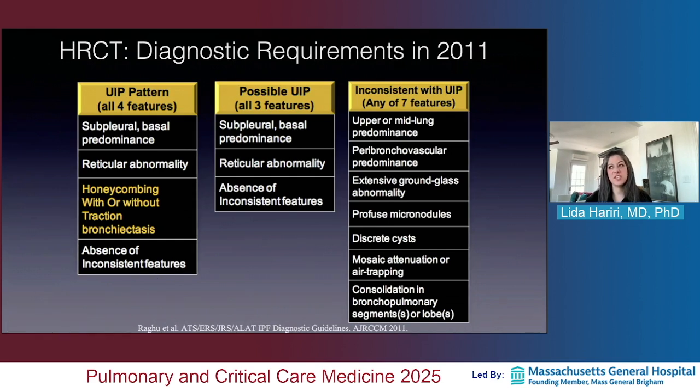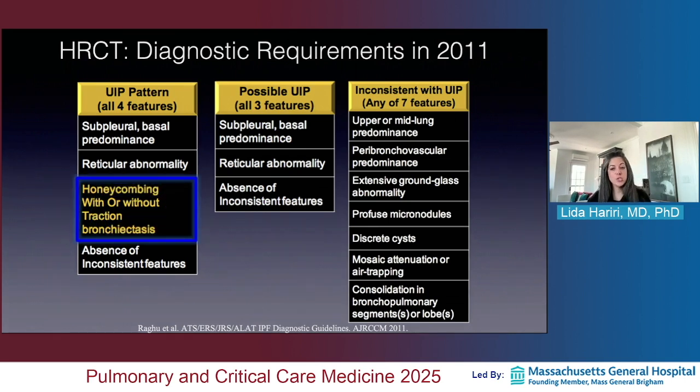Really, that might indicate that this may be another entity, either something that's non-UIP, which is the pattern associated with IPF, or something that may be a UIP pattern that may be secondary to another systemic cause like connective tissue disease, hypersensitivity pneumonitis, et cetera.